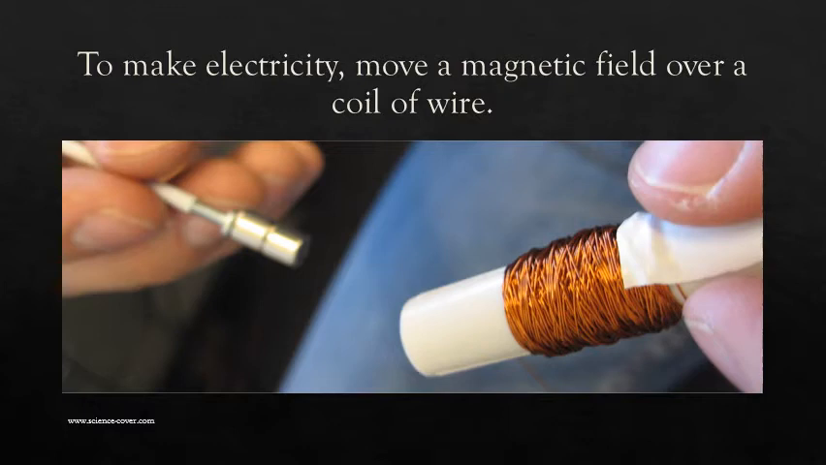Around the magnet there is a magnetic field. If we move a wire through this magnetic field, or move the magnet past the wire, then it forces the electrons inside the wire to move, creating electricity. Moving the magnet in the opposite direction forces the electrons to move in the other direction. Moving the opposite pole of the magnet over the wire also causes the electrons to move in the other direction. So to make electricity, we must move a magnetic field over a coil of wire.